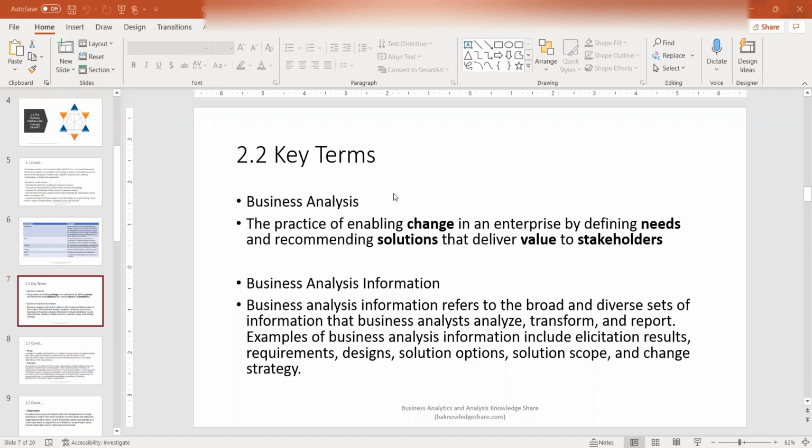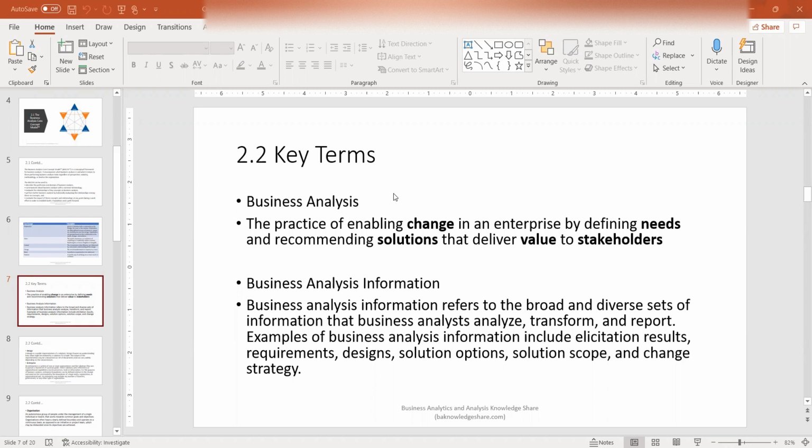to stakeholders. So notice the items in bold here, and these tie back to the business analysis core concept model. So there are words that you want to remember: change, needs, solutions, value, stakeholders. The only thing missing here is context, which is part of the BACM, which is not over here.